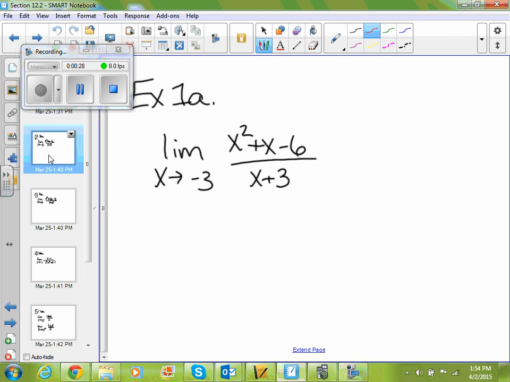Alright, so if I look then at example 1a, I'm given the limit of x squared plus x minus 6 all over x plus 3, and I want to find that limit as x approaches negative 3. And I know that I can't do direct substitution because of my denominator. If I plug in negative 3 to my denominator, negative 3 plus 3 is 0, and you can't divide by 0. So that's why I know direct substitution won't work. And so I'm going to try to factor my numerator and see if I can get that x plus 3 to cancel.